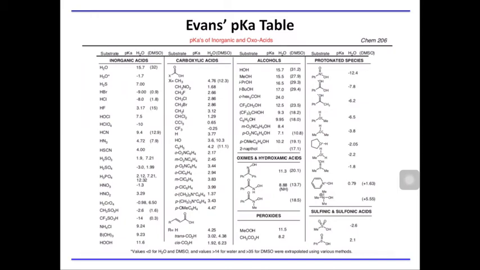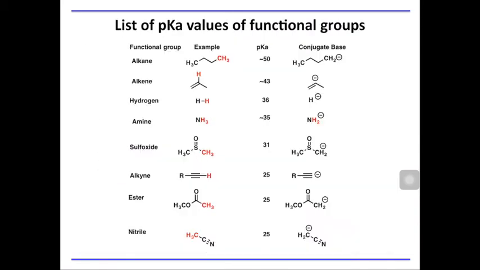We have here inorganic acids, values for the hydrogen of inorganic acid. Suppose you have sulfurous acid. The first ionization of sulfurous acid has a pKa of 1.9, and the second ionization has a pKa of 7.21. We have alcohols here. Suppose you have methanol. This hydrogen of methanol has a pKa of 15.5. You can find some more functional groups in Evans' pKa table. Here is a list of pKa values of functional groups.